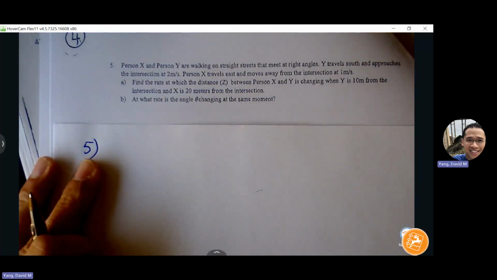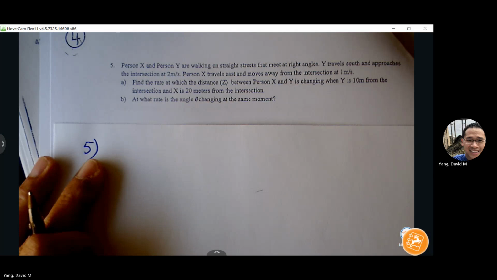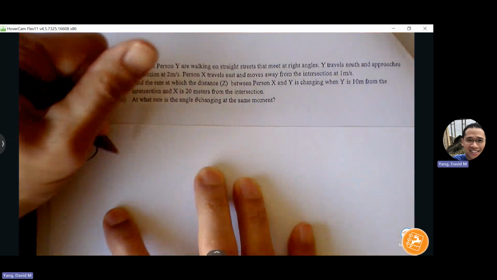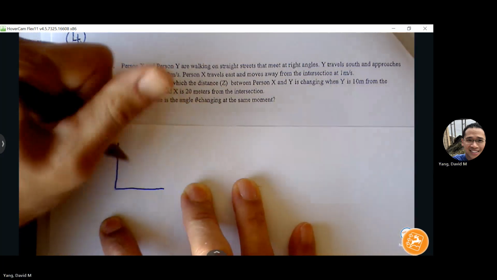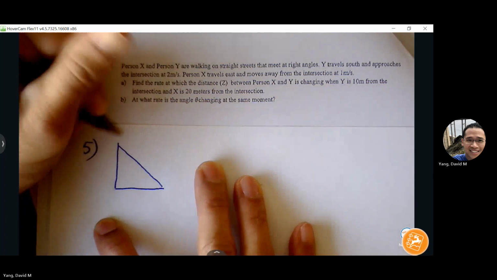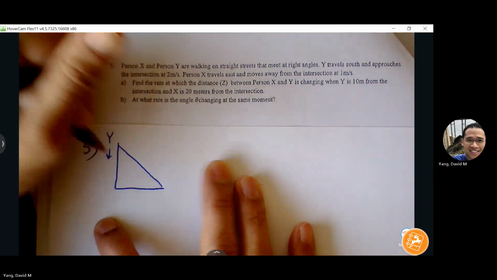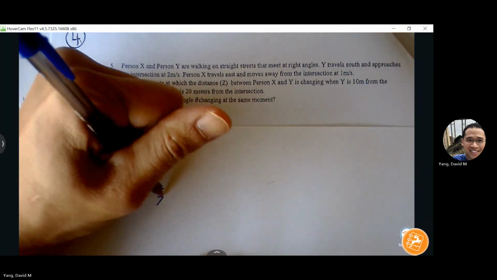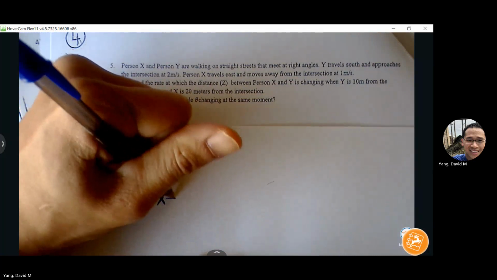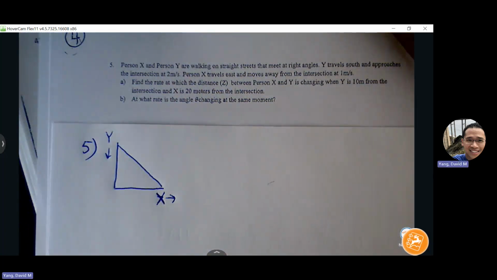Okay, so we have person X and person Y walking on straight streets that meet at right angles. Y travels south, and then X travels east and moves away from the intersection. So let me draw the diagram. Related rates, yeah, this is related rates. Anytime that you see a word problem with time involvement, it's always going to be related rates.